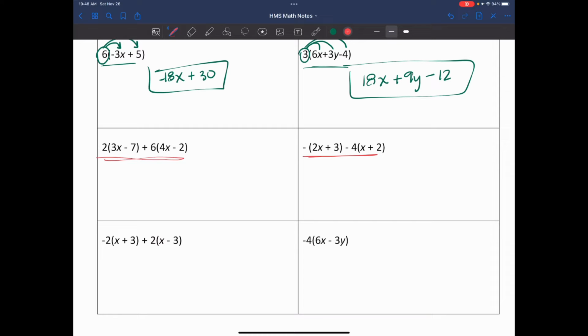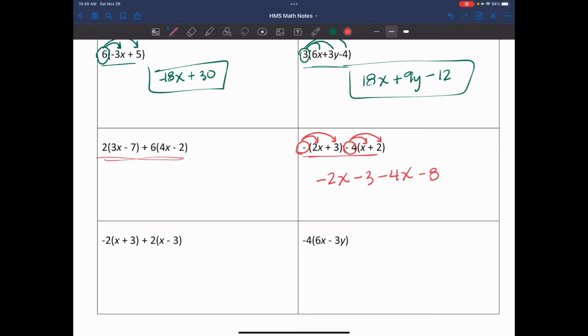So this negative that's outside, we discussed, is going to be a -1, and I'm going to multiply it times the 2x and times the 3. So negative times 2x equals -2x. Negative times positive 3 is -3. I have another set of parentheses that I need to distribute, the -4 that's outside. So -4 times x and -4 times 2. -4 times x is just going to be -4x. -4 times 2 is going to come out to -8.